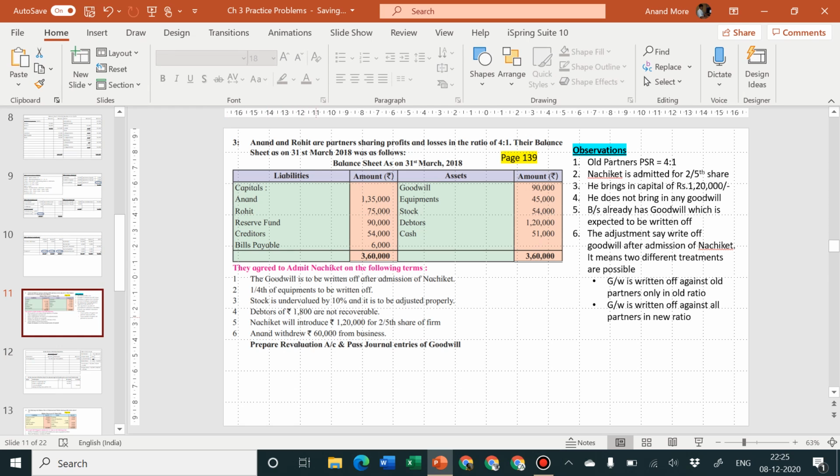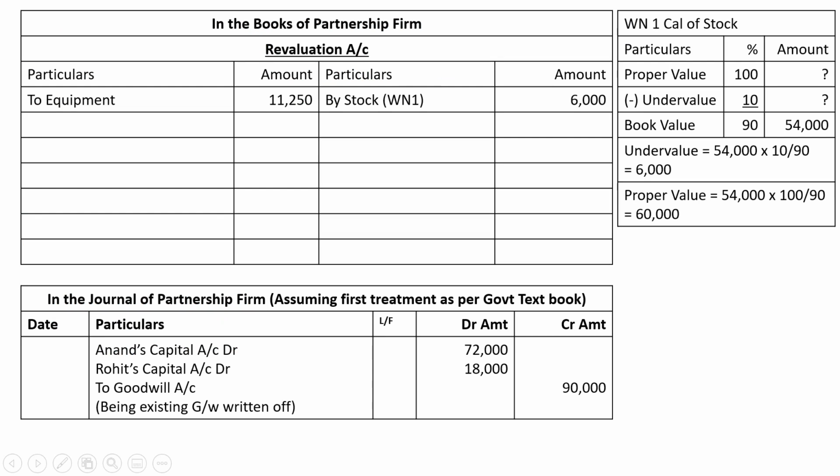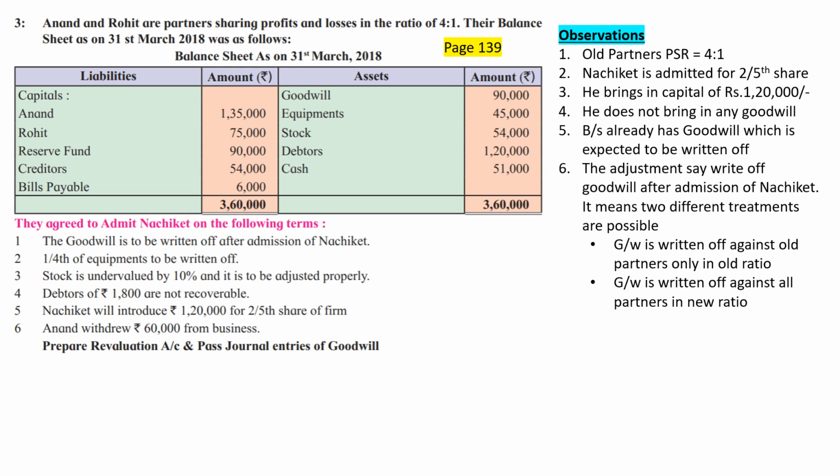Please look into the sentence very carefully. The sentence says stock is undervalued by 10%. What has happened? It is already undervalued, and now what should be done? It is to be adjusted properly. So there is a proper value which is already undervalued. We have got a book value which is 90. 90 means 54,000 because that is the book value. So what is the undervalue which is to be reversed? It is 6,000. And ultimately after reversing that, what is the value we are going to achieve? We are going to get the value of rupees 60,000. I hope everybody has understood the concept. Let me go to the next one now.